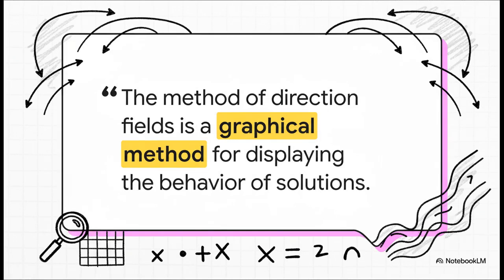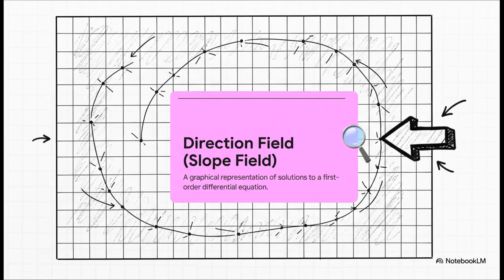This quote really just nails it. A direction field is a graphical method. It's kind of like a cheat code that lets us skip all the tough algebra and jump straight to the good stuff, understanding the shape and the behavior of the solutions. So what is it technically? Well, a direction field is basically a grid, and at every single point on that grid, we draw a tiny little line segment. The slant of that line, its slope, is dictated by the differential equation itself. It's like a complete roadmap of all the possible slopes for every possible solution.